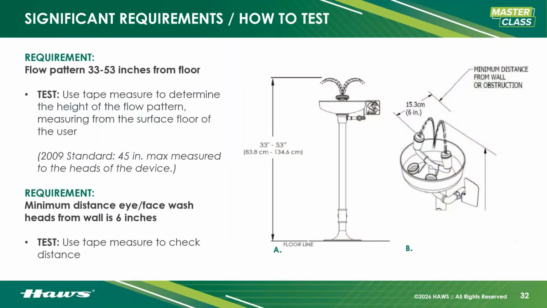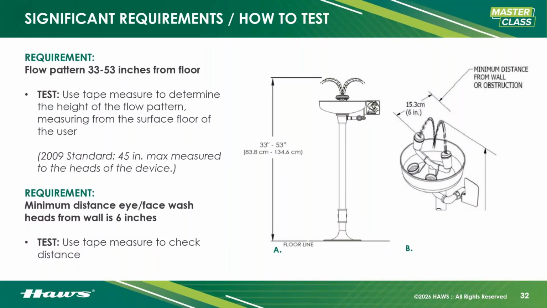Okay. Now, the thing you want to be cautious of with the flow is that the actual flow coming from the eye wash or eye face wash does not exceed 53 inches above the floor. That's what we're looking for from a height perspective of the actual flow. It cannot exceed that height. Okay. The top of the flow pattern must be between 33 and 53 inches. And that is, again, anthropometrically ensuring that on average, the majority of us are going to be able to utilize the equipment properly. Okay. And it is going to be in a range that will be usable.